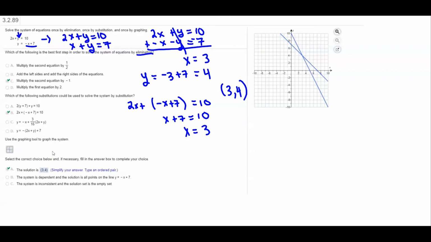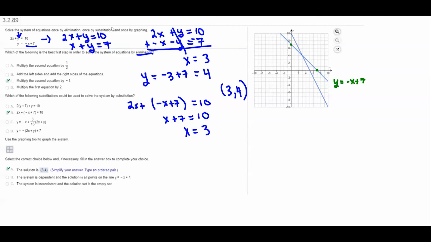For the graph, you can use the y-intercepts. So for, let's do the second equation. For this equation, if I plug in 0 for x, I get 7 as the y value. So that's this point, this in green. So that's 0, 7. And if I plug in 0 for y, and I move x to the other side, I get x equals 7. So I get 7, 0 as well. So this line is y equals -x plus 7.